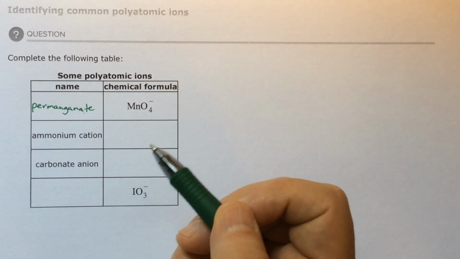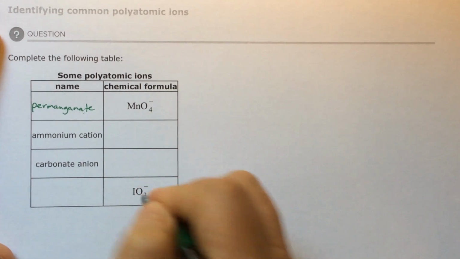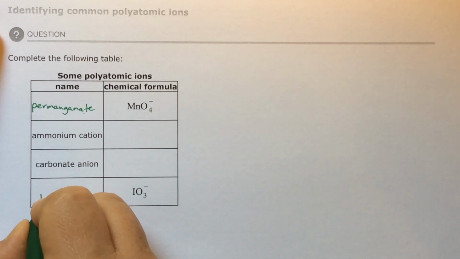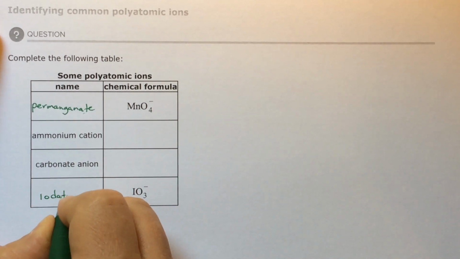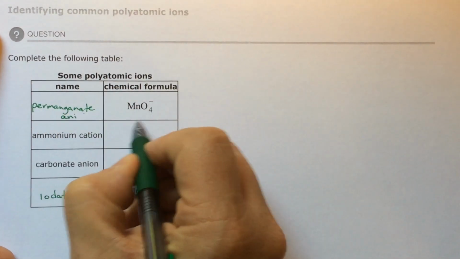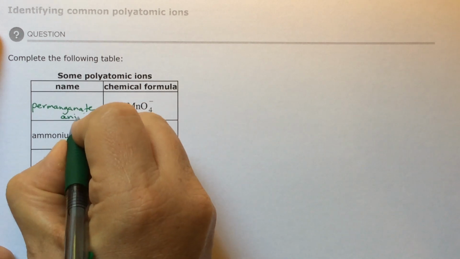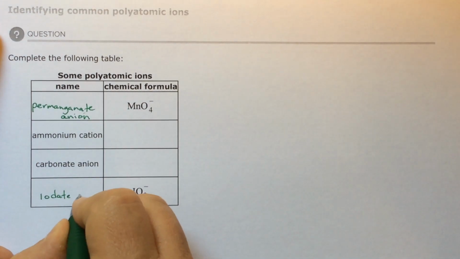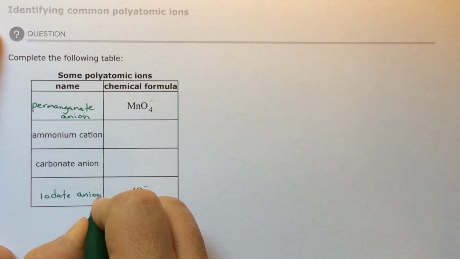So permanganate. Okay, this one is from iodine, and you're going to have -ate because you have the oxygen. So this is iodate. And I'm going to need two words here because this is an anion. This is not just permanganate. This is the permanganate anion, and this is the iodate anion.